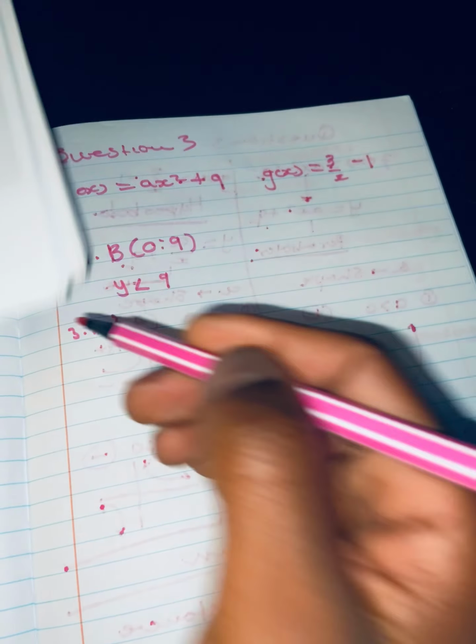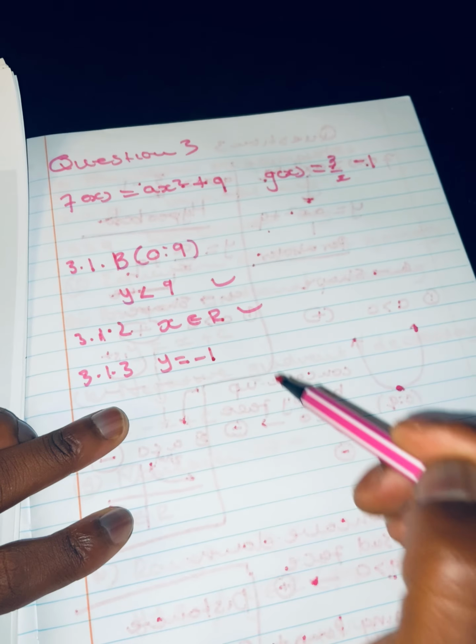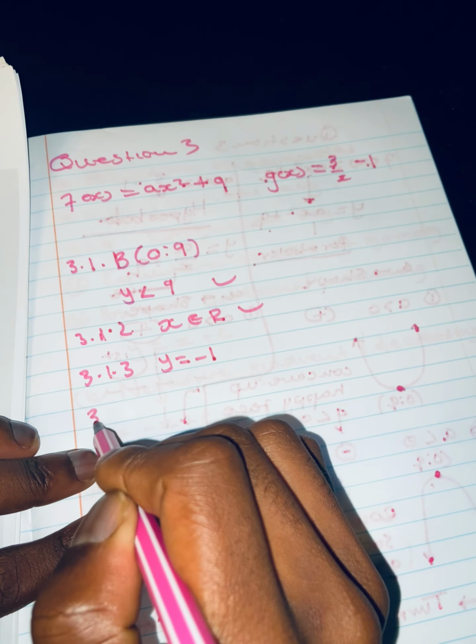So 3.1.3. Here they are asking for the equation of the horizontal asymptote of g. So horizontal means this is the line of what? q, which is y. Therefore, we can see our equation is going to be y equals negative 1. This is horizontal.